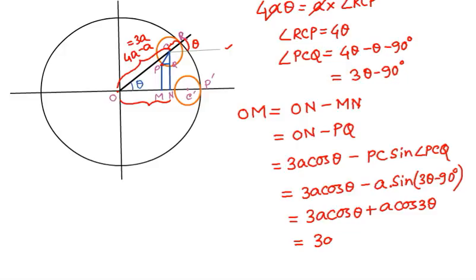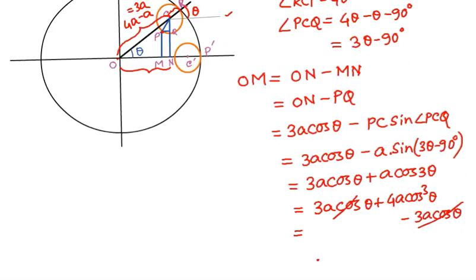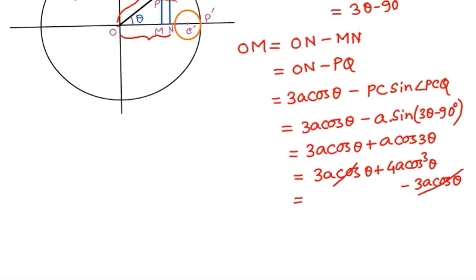Now if we apply the formula of cos 3 theta, then it is known to be 4 cos cube theta minus 3 cos theta. So we can see that the 3a cos theta term is actually getting cancelled, and we are having the distance OM to be equivalent to 4a cos cube theta. Now this is the x coordinate of the point P.